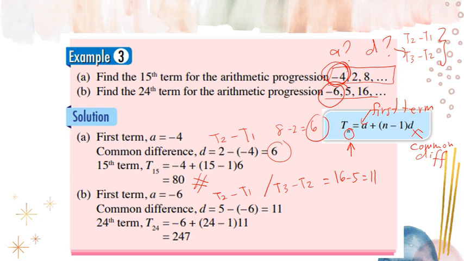Okay, put into the formula T24, which is the 24th term. T24 is equal to -6, A, plus (n minus 1). n is 24. So minus 1 multiply with D. So you will get the answer is 247. Okay, do you understand?